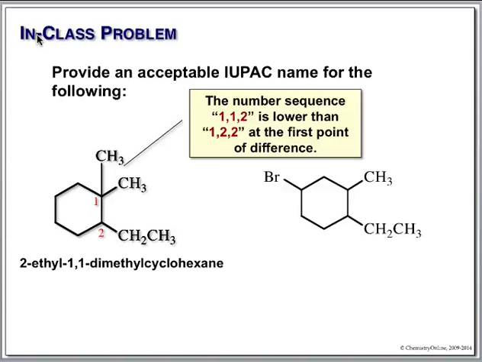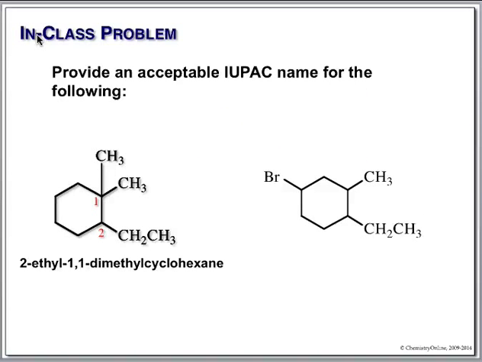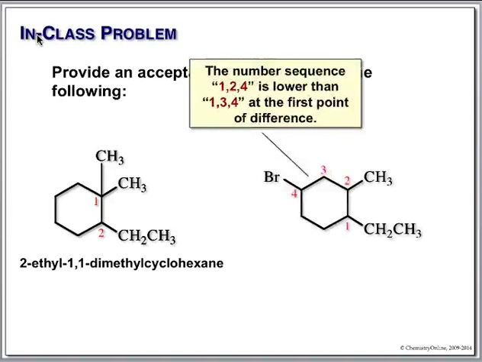So remember that. Our next guy here, we have a bromine. We have a methyl and we have an ethyl. Now once again, alphabetically, bromine would come first, and it will in our name. But the number sequence is going to be better if we start down here and go around counterclockwise. That's because this would give us a 1, 2, 4. If we started here, we would have a 1, 3, 5. A 1, 3, 4.